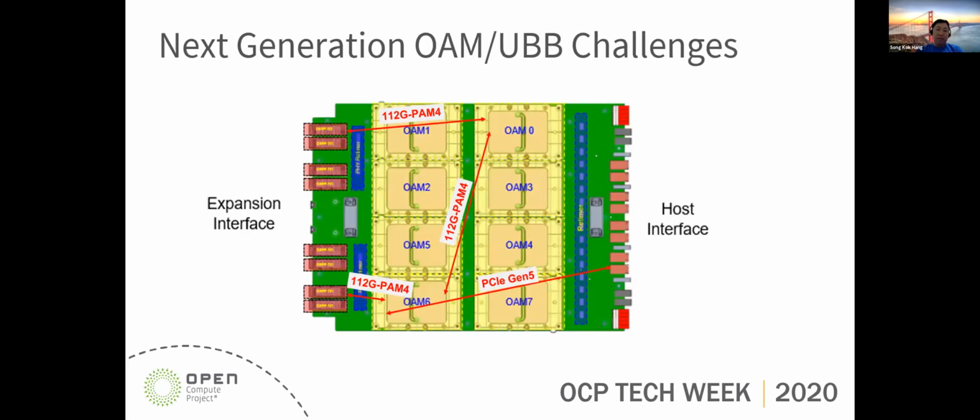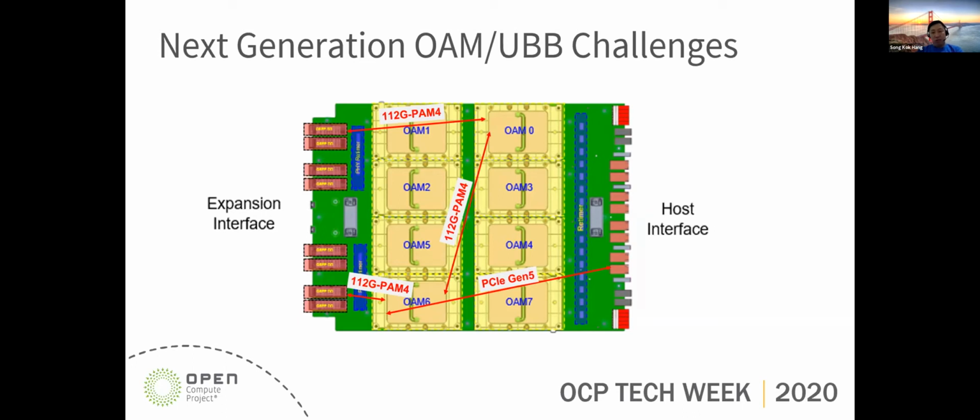So for next generation, we have seen there are a few challenges, especially on the UBB and OAM. As you can see in the diagram here, the first thing is that OAM 0 to OAM 6 are the longest paths on the UBB design, needed to support the topology that we want to have, especially the fully connected topology.